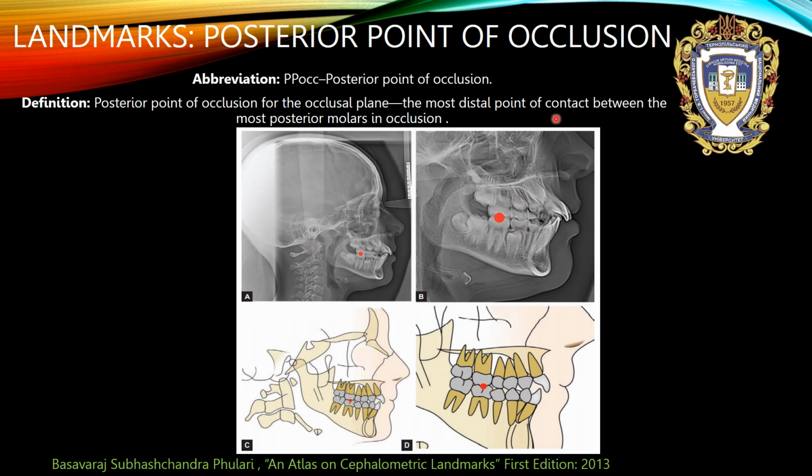Posterior point of occlusion. For the occlusal plane, the most distal point of contact between the most posterior molars in occlusion. For this patient, it is the contact point between upper and lower first molars. In case of fully erupted second molars, that point would be between second molars. On this scheme, this point is shown not correctly. It must be between second molars.